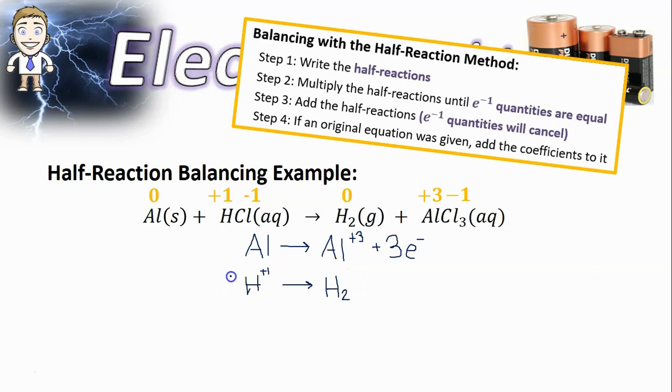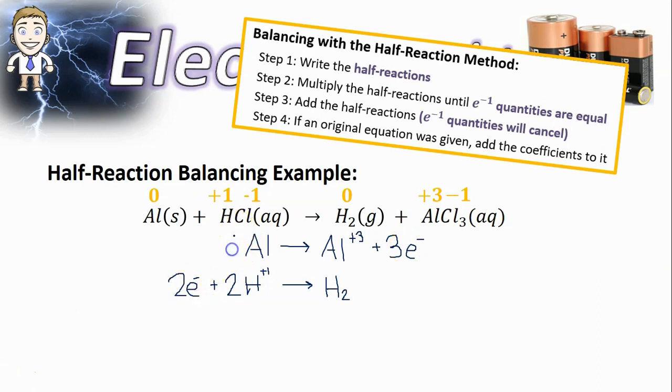Don't forget to balance the atoms in this. My H2 requires there to be 2 H plus 1s. So plus 1 to 0 is getting more negative by 1, but that's per hydrogen. So instead of 1 electron, there's 2 electrons being gained. So I can see right away these electrons do not balance. Aluminum loses 3, hydrogen only gains 2.